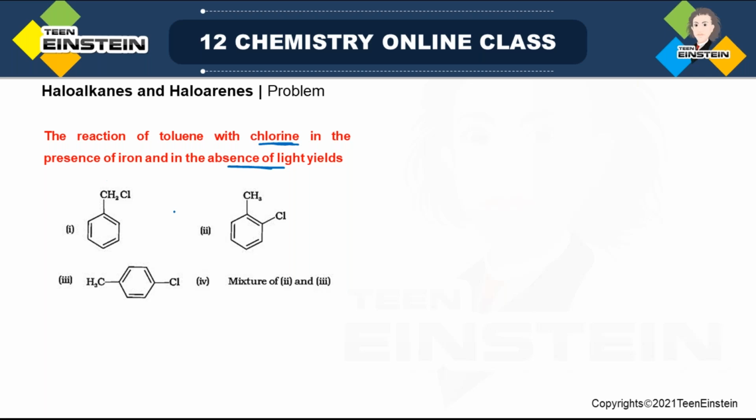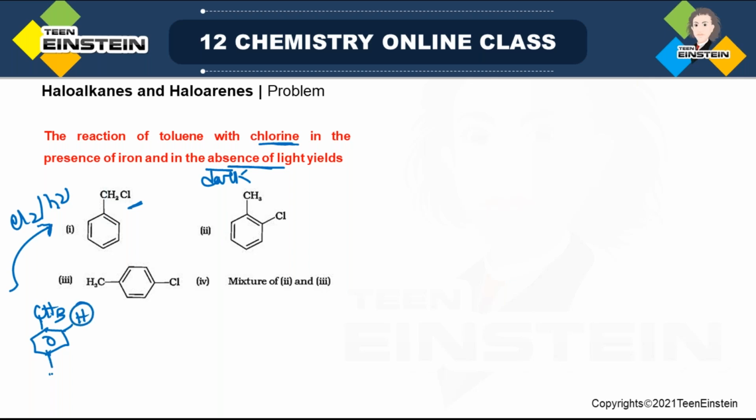But if you are doing this process in absence of light, dark, then aromatic hydrogen will be replaced. So this is obviously not the correct option, because option 1 product is true only when you are using chlorine with H nu, but that we are not using, we are using dark. So you will get replacement of aromatic hydrogen.